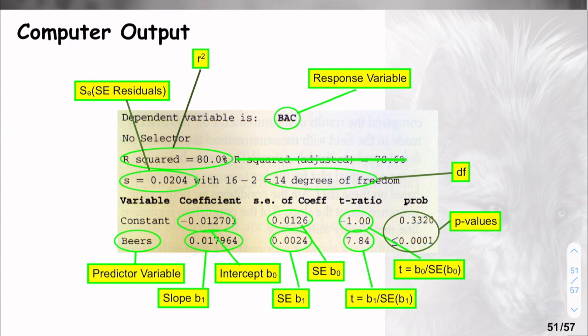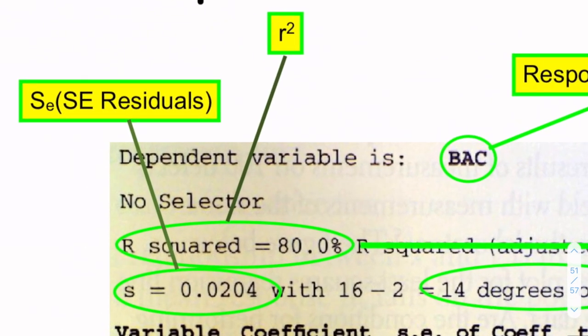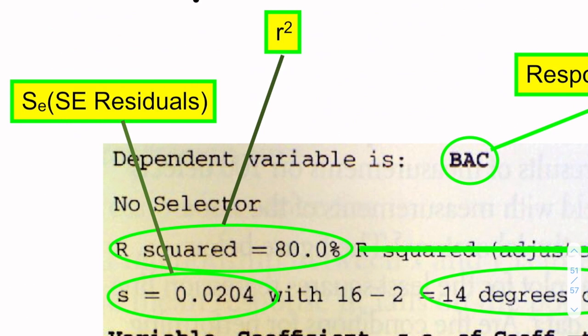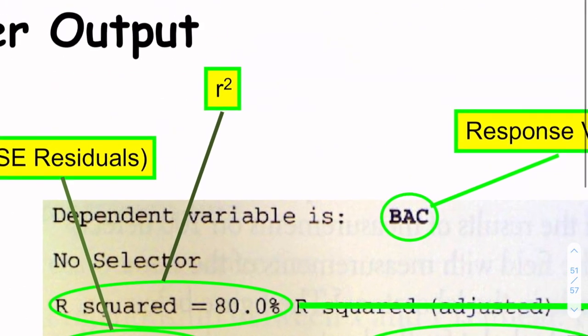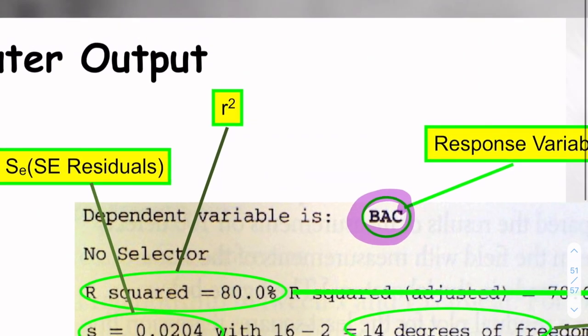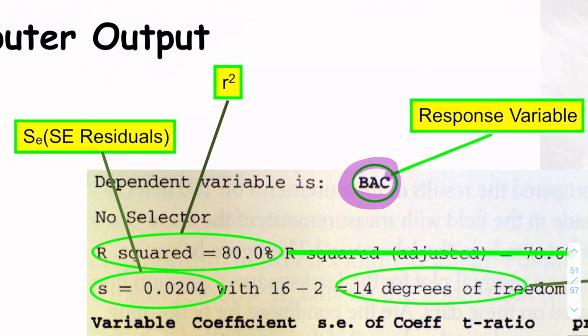So let's just go through one of these. The last time we might have seen this was chapter 9 or chapter 10, and we were like, well, we don't need to look at a lot of this. So at the very top, it will always tell you what your response variable is. If you remember back, we were looking at one of our examples this year. We talked about blood alcohol levels. It tells you what the dependent variable is, or the response variable.